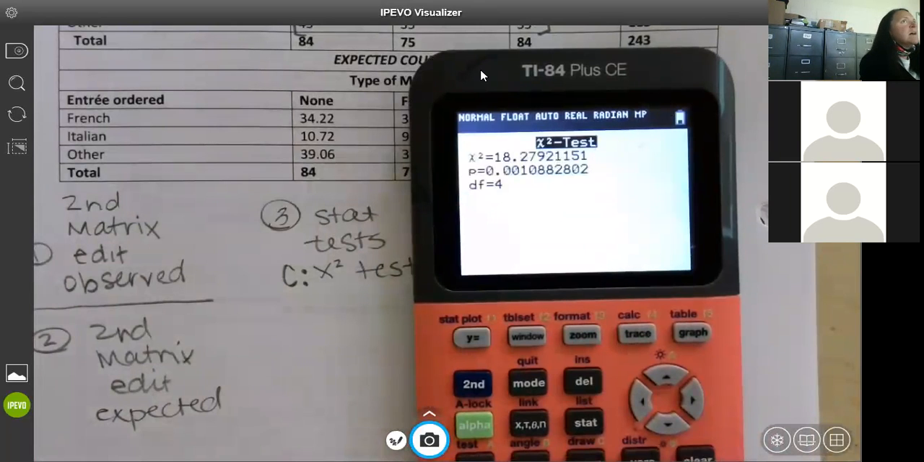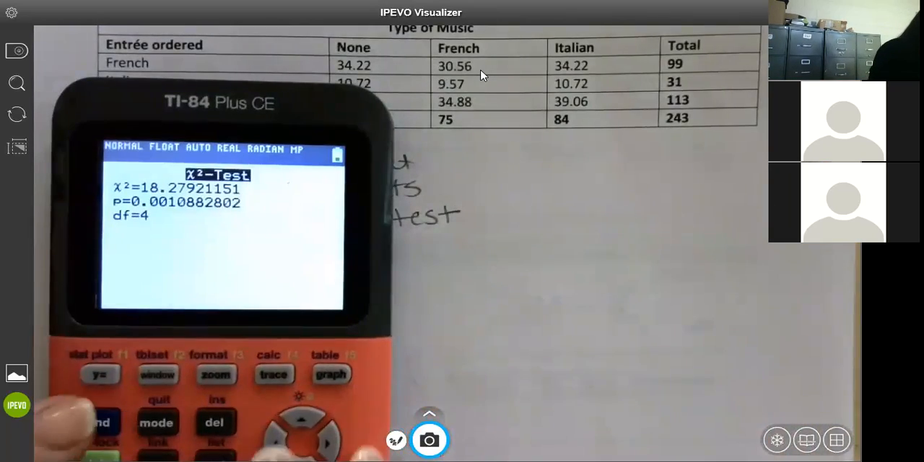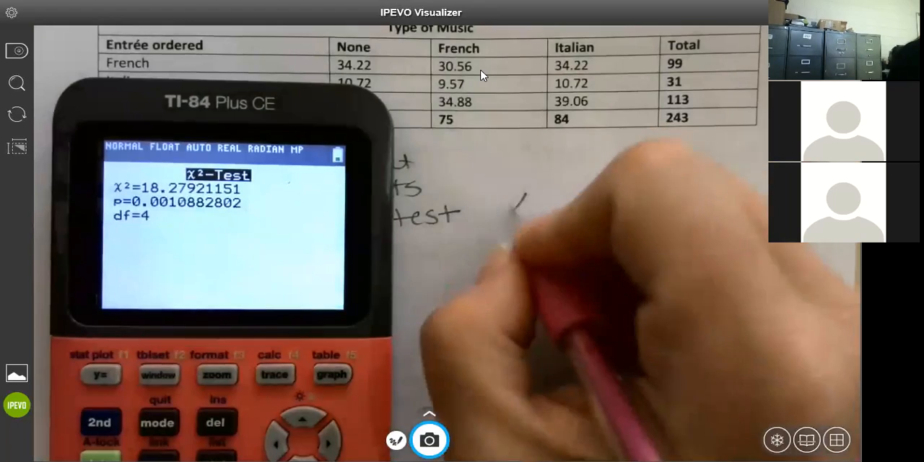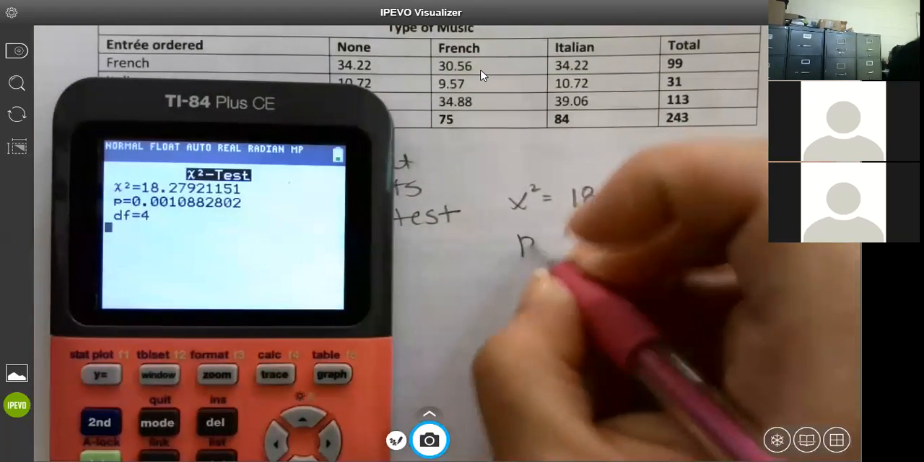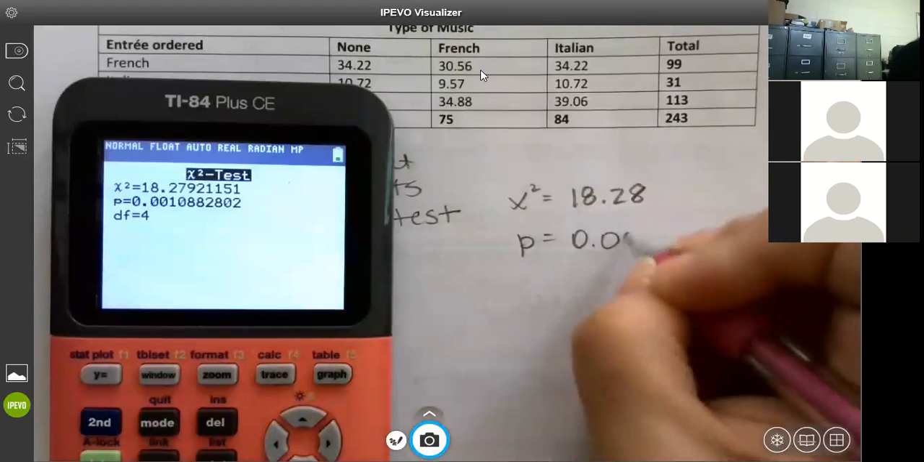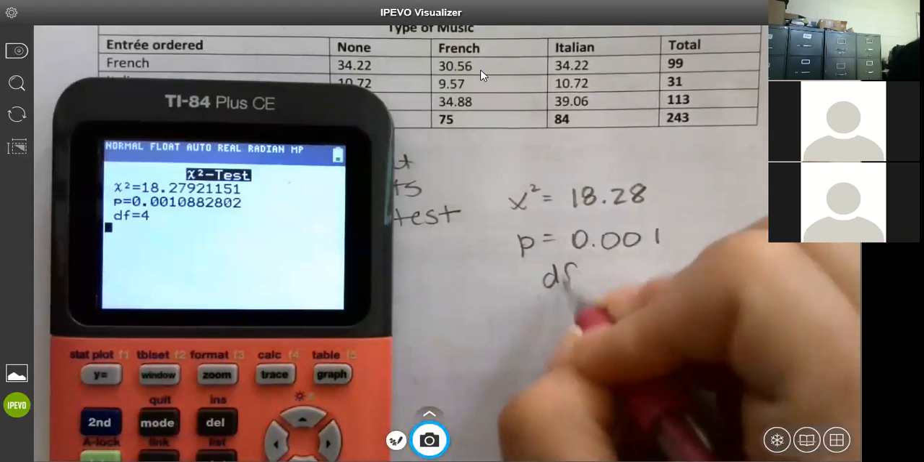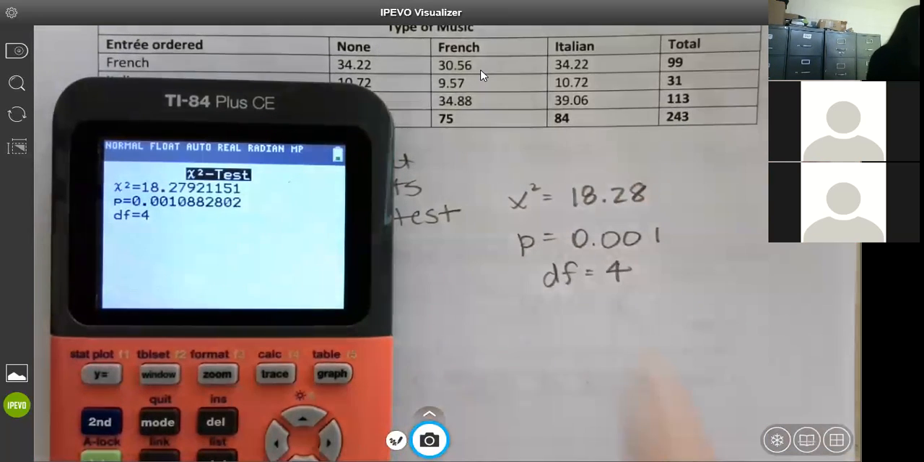All it asked for this time was just your chi-square statistic, but when we do this, it's giving you your p-value. Why do you think it gives you your p-value? So you can test against alpha. Everybody see that? And then remember, we always write our degrees of freedom down. Your chi-square is 18.28. We're gonna go ahead and write our p-value 0.01 and our degrees of freedom are 4. And I will show you later how to get your degrees of freedom.